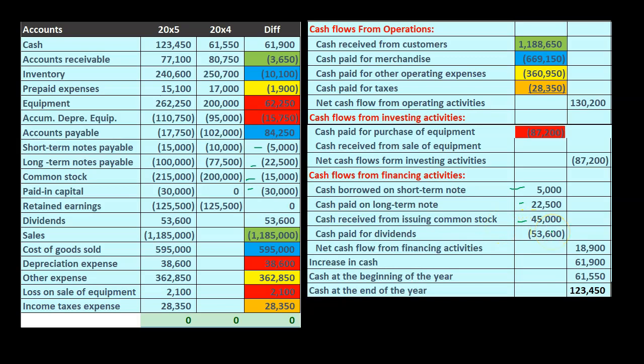Bottom line is we're trying to get to the ending cash, an ending cash that ties out. We're trying to get to the cash change, 61,009, that matches here just like we did with the indirect method, and the ending cash, 123,400, that matches here. Finding a home for all of these numbers will do that.